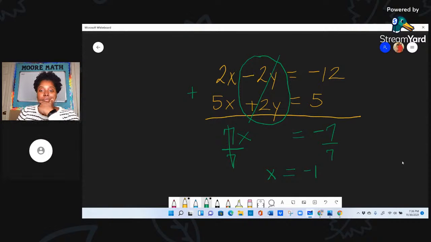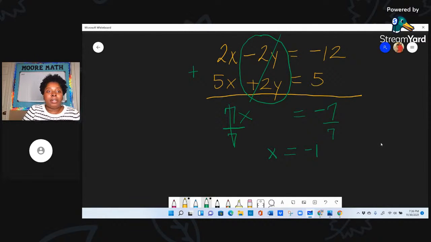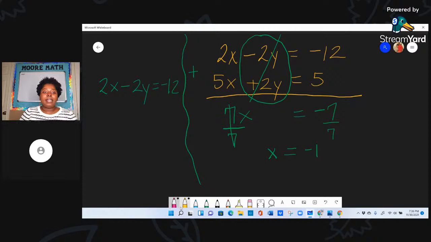You put it into an equation. Good. Okay, so we're going to plug it into one of these equations. Tell me which equation you want to plug it into. The top one. Okay, so we can do the top one. So now that we know x equals negative 1, I'm going to take this first equation: 2x minus 2y equals negative 12. Okay, so we're saying that x equals? Negative 1. So I'm going to plug this in, like you said, for x.